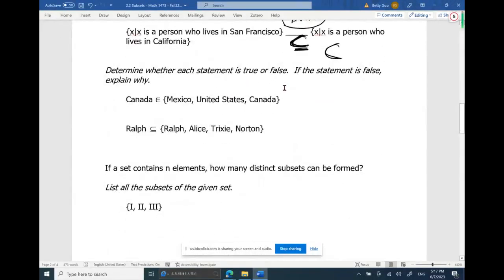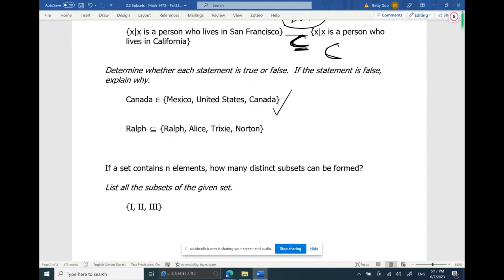Determine whether each statement is true or false. If the statement is false, explain why. The first statement is true, because Canada is an element of the set on the right side.